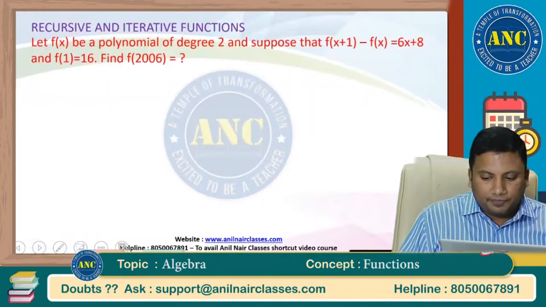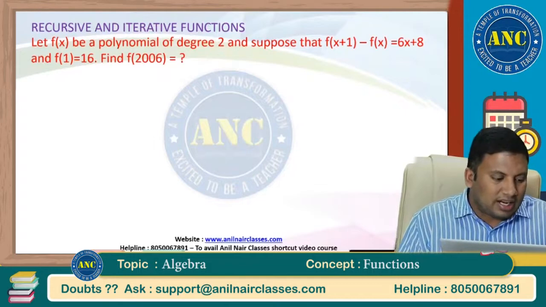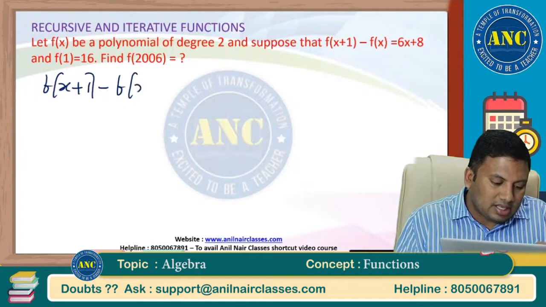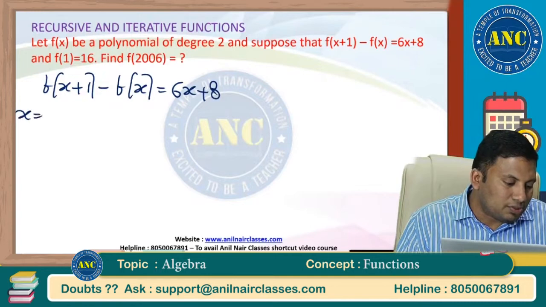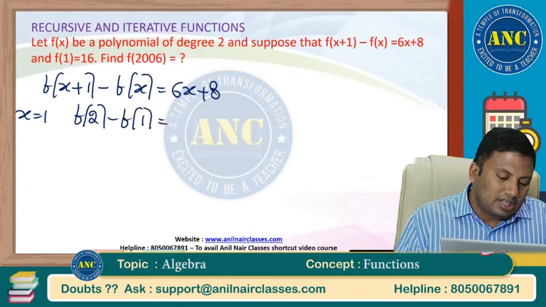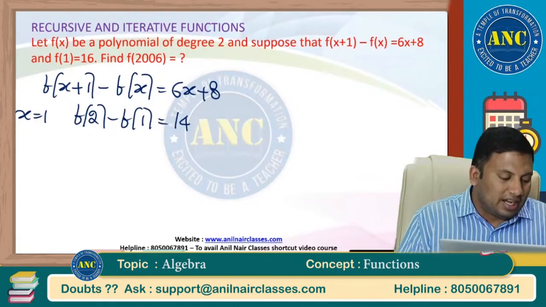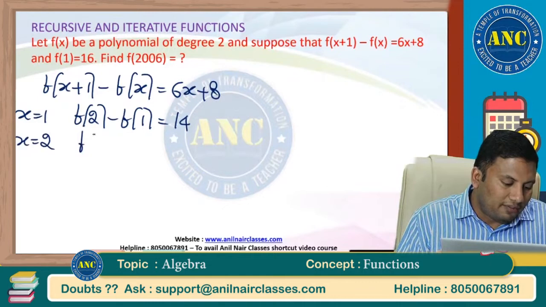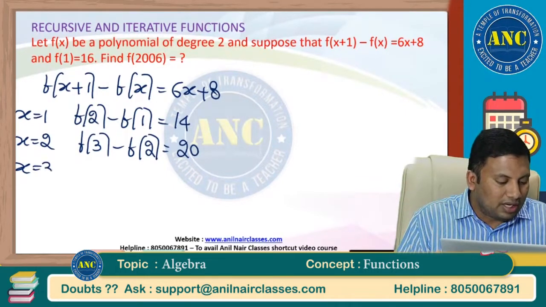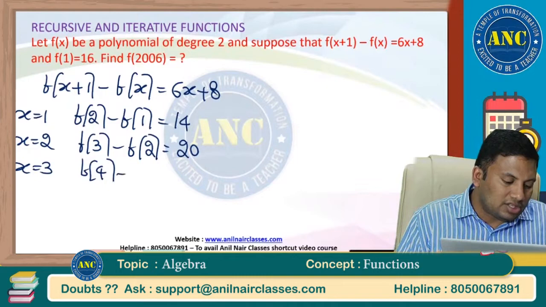Recursive. Next one. F of x plus 1. Another example of a recursive function. F of x plus 1 minus f of x equivalent to 6x plus 8. Suppose if I substitute x equivalent to 1, f of 2 minus f of 1, it is nothing but 14, 6 plus 8. If x equivalent to 2, f of 3 minus f of 2, it is nothing but 12 plus 8, 20. If x equivalent to 3, f of 4 minus f of 3, it is nothing but 26.